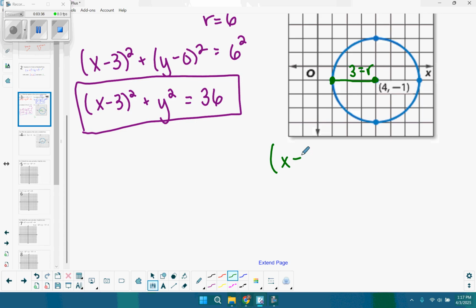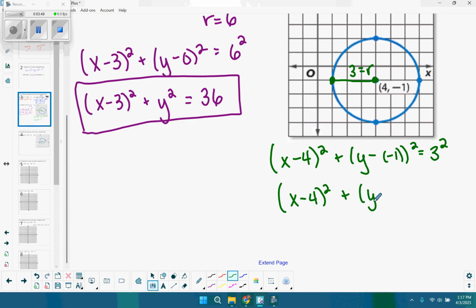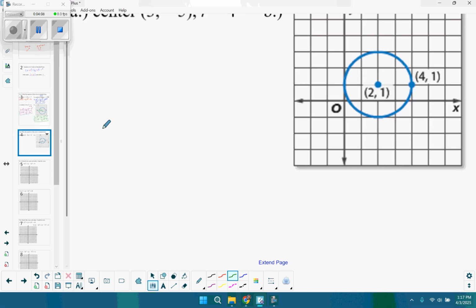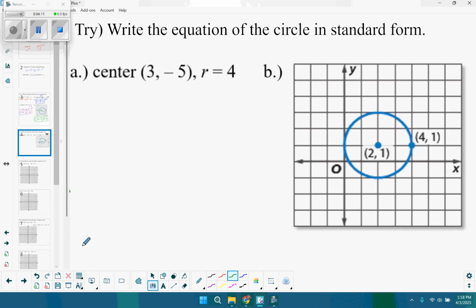So when we do x minus 4 squared plus y minus negative 1 squared equals 3 squared, that would be x minus 4 squared plus y plus 1 squared equals 3 squared, which is 9. Again, if you feel more comfortable plugging in, doing minus the minus, that's fine. If you feel more comfortable just knowing it's automatically going to be the opposite sign inside, that's also fine. So here are 2 problems for you to try. You could pause. Answers are posted on Google Classroom.